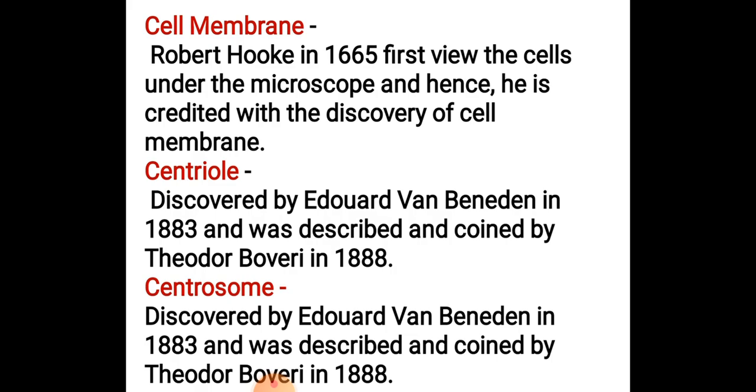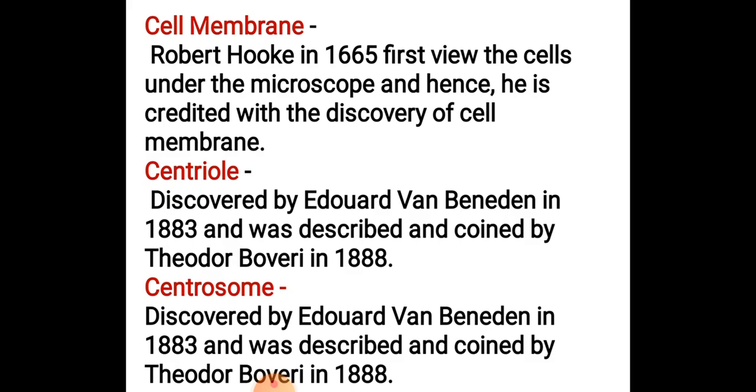Now the first is your cell membrane. Robert Hooke in 1665 first viewed the cells under the microscope, and hence he is credited with the discovery of cell membrane. As we all know, cell was discovered by Robert Hooke. He took a thin slice of cork and observed it under the microscope, and he found honeycomb-like structures. Okay, honeycomb-like compartments he saw, and he called these compartments cells. He was the first to see the cell, so he is only credited with the discovery of cell membrane also.